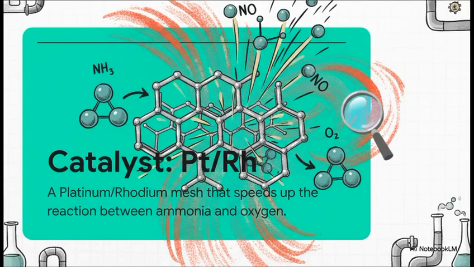But even that intense heat isn't quite enough on its own. The real secret ingredient here is the catalyst. It's this mesh of platinum and rhodium that acts like a molecular matchmaker. It grabs the ammonia and oxygen and helps them react way, way faster, creating nitric oxide gas.